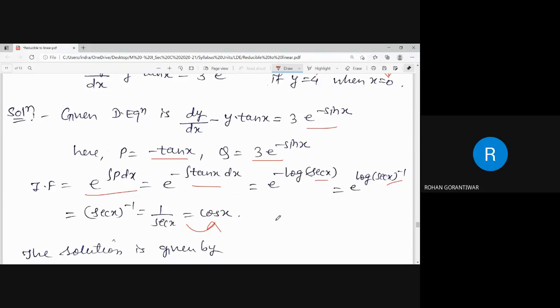e to the power minus integration of tan x dx, e to the power minus log of sec x, e to the power log of sec x to the power minus 1. So sec x to the power minus 1, 1 upon sec x, which is equal to cos x.